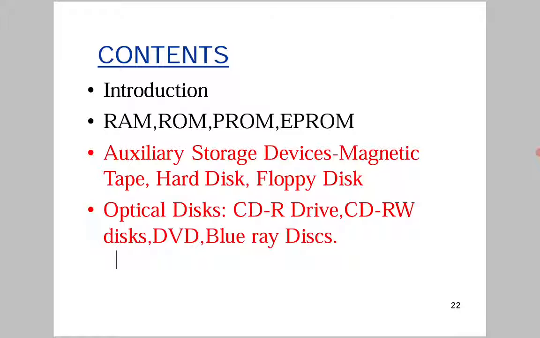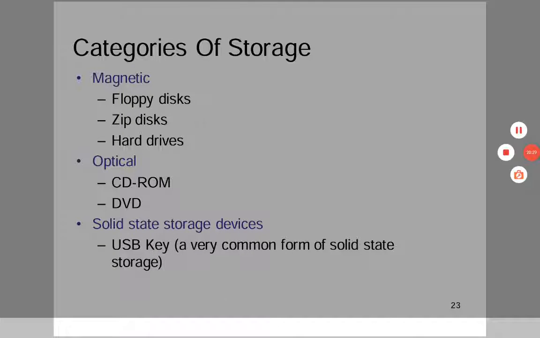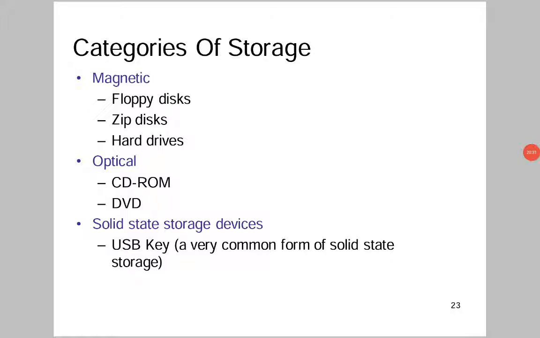So what are the secondary storage devices or auxiliary storage devices? Magnetic tapes, hard disks, floppy disks, and optical disks like CD-ROM drives, CD read-write disks, DVD, Blu-ray disks, and so on. So what are the categories of storage devices? Magnetic storage devices, optical storage devices, and solid state storage devices. All these things we may discuss tomorrow.